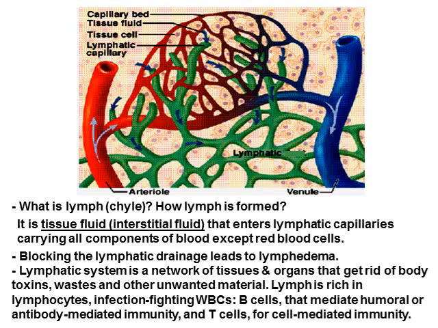is entering the lymphatic capillary, and from the lymphatic capillary it will go to the lymphatic vessels and run in the lymphatic system. So if you'd like to know what is lymph, or chyle, which is another name for lymph: lymph is tissue fluid. It is the fluid between the cells, called interstitial fluid, that enters the lymphatic capillaries carrying all the components of the blood except the red blood cells.